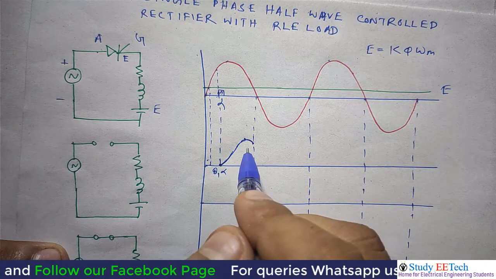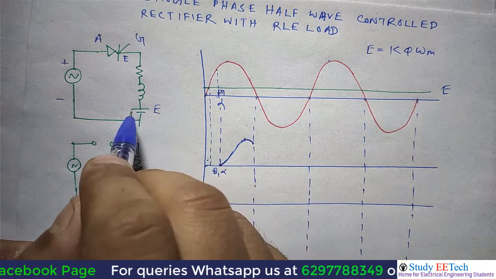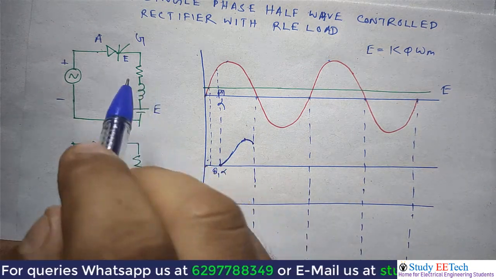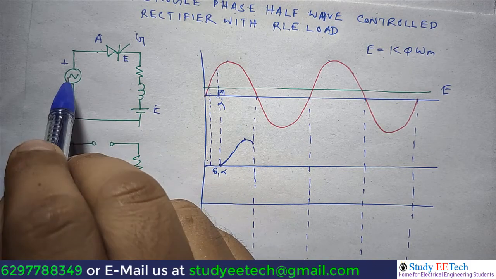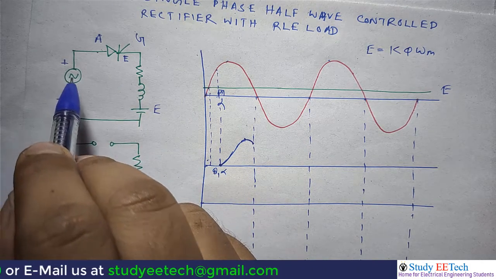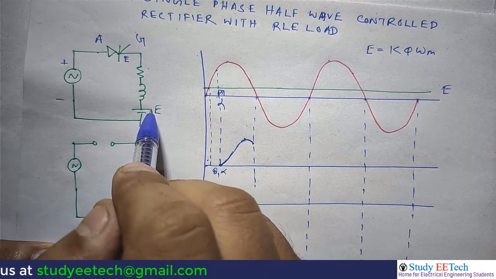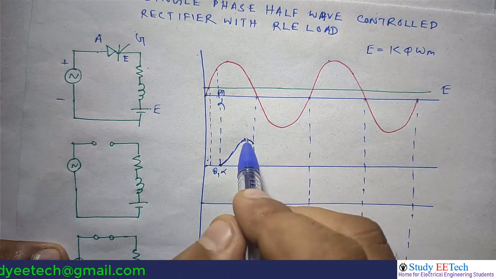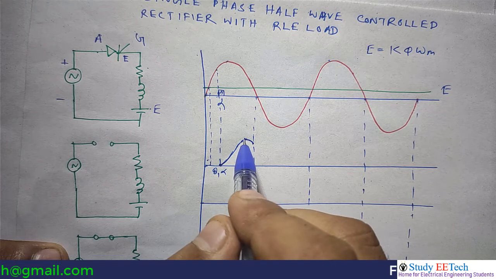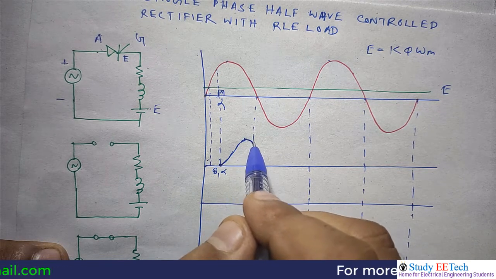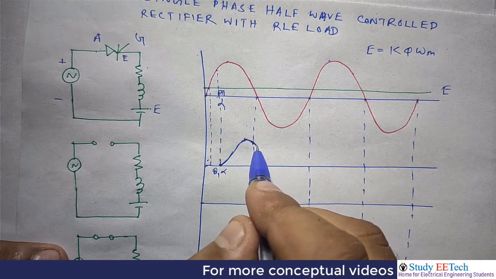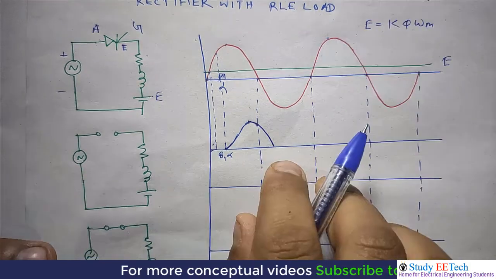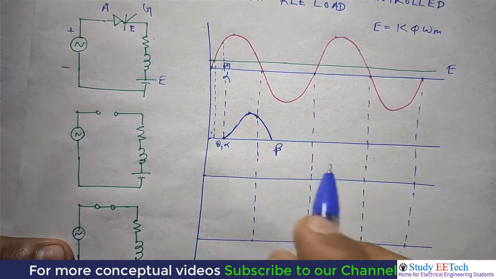But one more thing here is that there is E. The input voltage Vm sin omega t is equal to the drop plus E. So at that point the current will be positive maximum. Then the current will decrease and fall something like this. So we can say this point is beta, right?